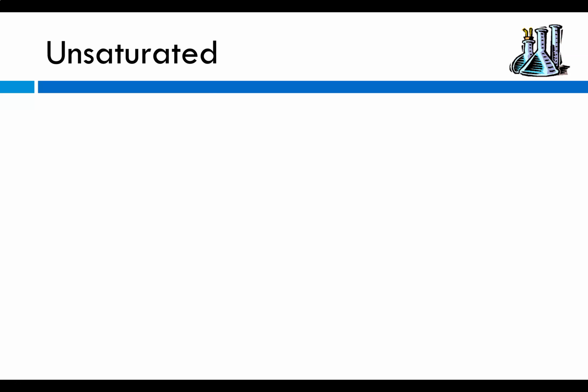So assuming that our solute is actually soluble in the solvent, we can have solutions that take on 3 different states, is what I call them. They can be unsaturated, saturated, or supersaturated. So let's define what those terms mean.